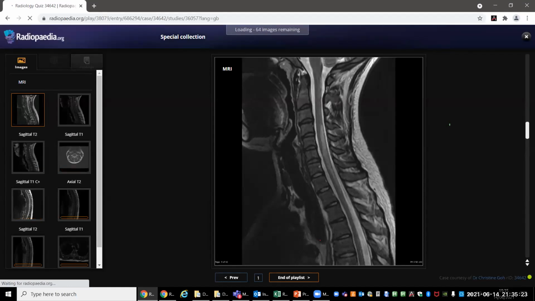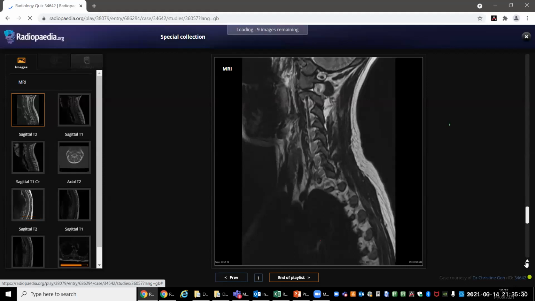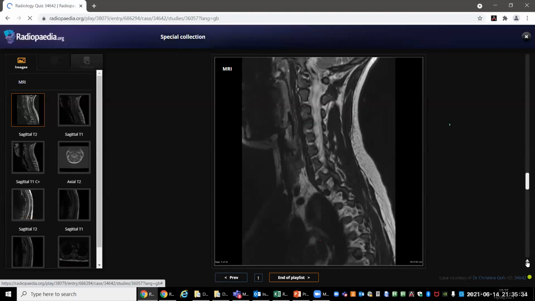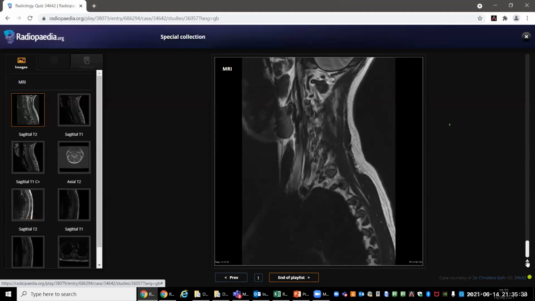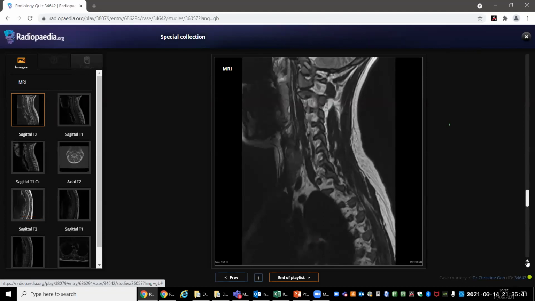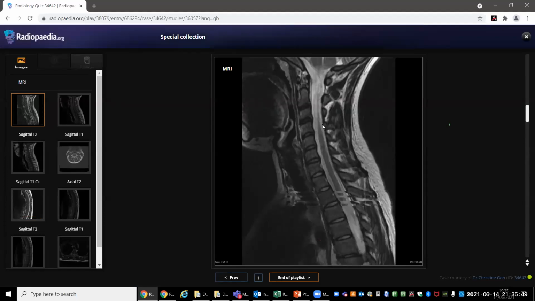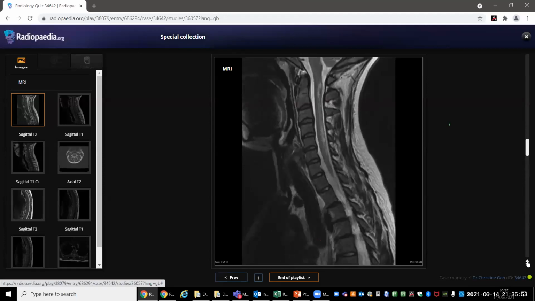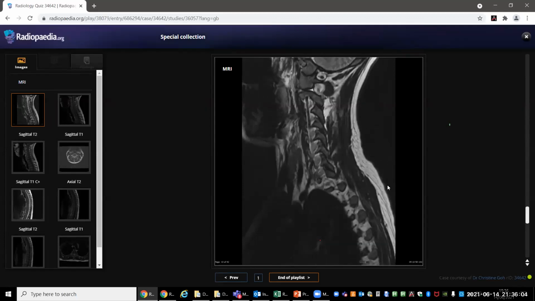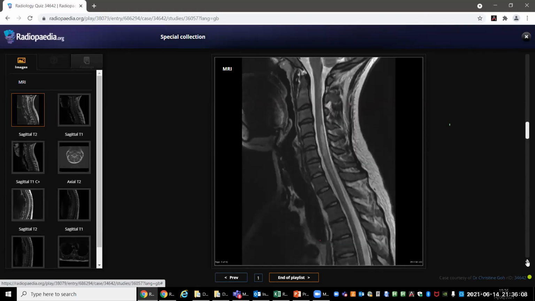So I'm presented with an MRI study of the cervical spine, sagittal sections. This first sequence is a T2 weighted sequence, and I can see that there is an abnormal long segment T2 hyperintensity in the cervical cord. I'm not sure why the mouse is moving spontaneously. One of them is seen opposite C2, and the others are seen from C4 to C7 and T1. So this is a very long segment.